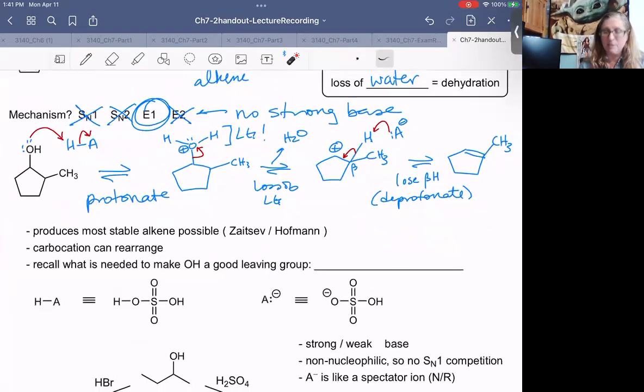It's a 3-step mechanism to make the alkene: protonate to make a good leaving group, and then I follow my E1 mechanism, loss of leaving group, and deprotonate, meaning loss of my beta hydrogen. So this is always going to form the most stable alkene. Do we describe that as Zaitsev elimination or Hofmann elimination? That is called Zaitsev elimination. Zaitsev's rule is when we form the most stable, most substituted alkene. The way we know it's the most stable is because it's the most substituted.